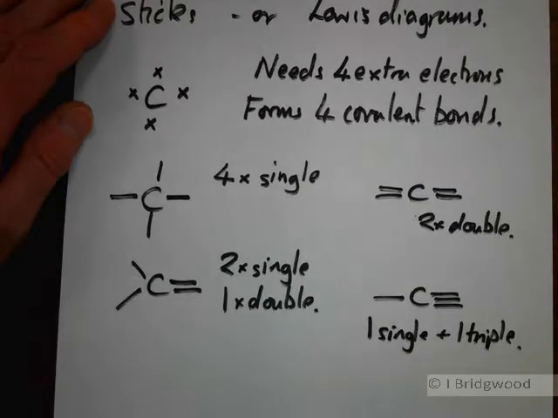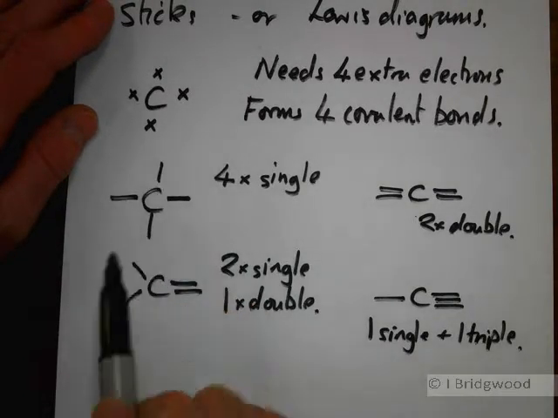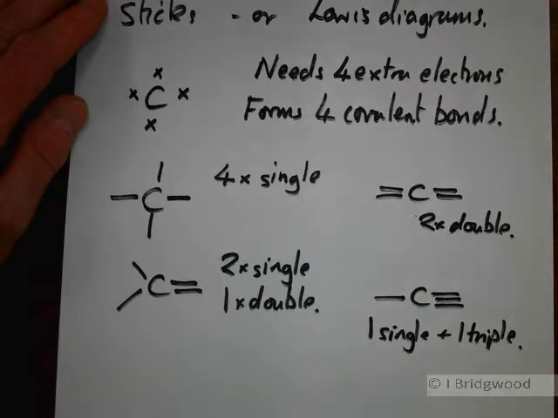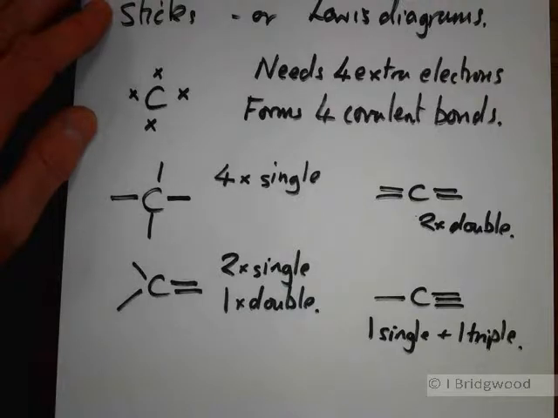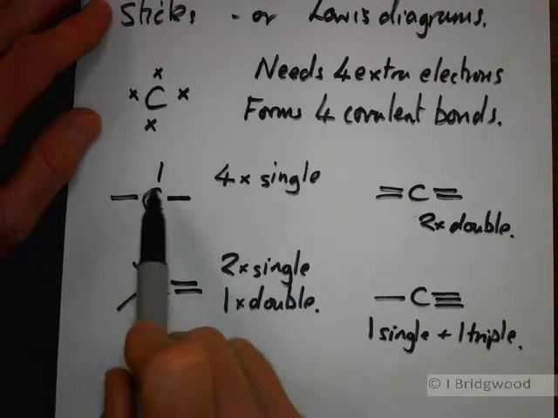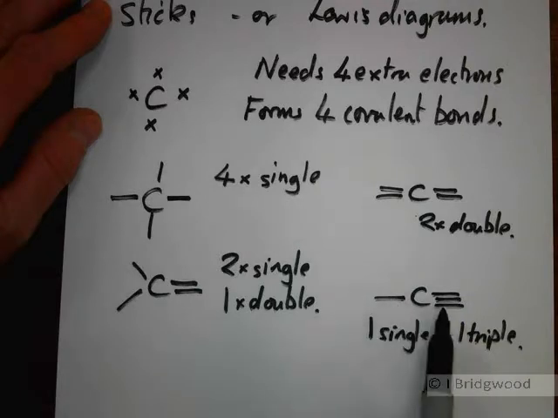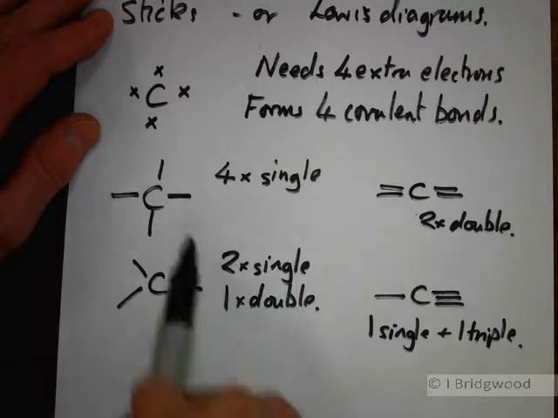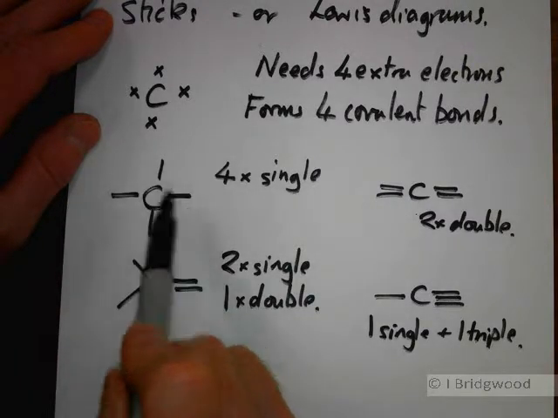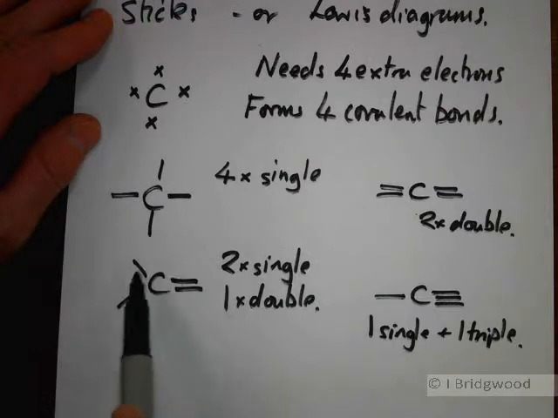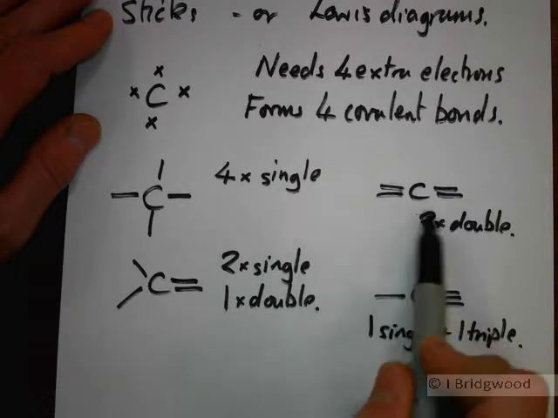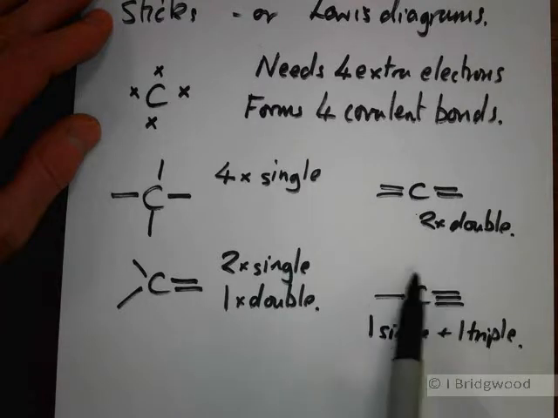Now remember what each of these lines or sticks represents. It represents a pair of electrons, 1 electron from carbon and 1 electron from the other atom. So we can say each carbon has 1, 2, 3, 4 of its own electrons, and when sharing with another it will form 2, 4, 6, 8, a complete octet, in each case.